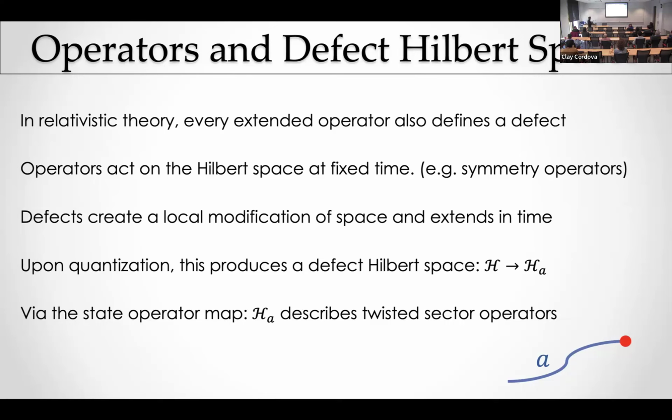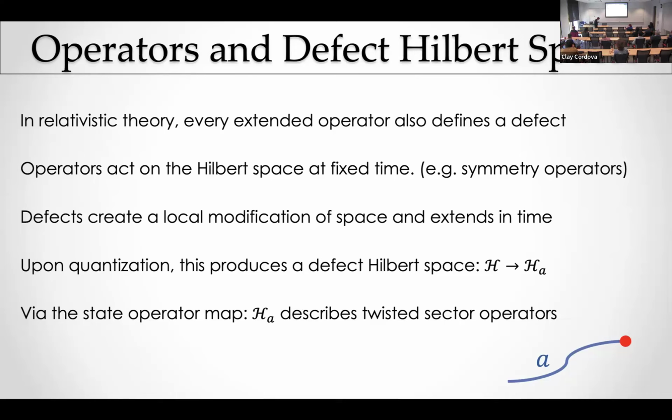If you quantize the theory where the line A extends in time, that's the defect Hilbert space H_A. And you could ask, what is that? How do you think about it in terms of operators? What are the elements of this Hilbert space? One way to think about it is in terms of the state-operator correspondence. In that case, what H_A describes is what are commonly called twisted sector operators. It's like a local operator, except it's not quite local: it has this topological line coming out of it.